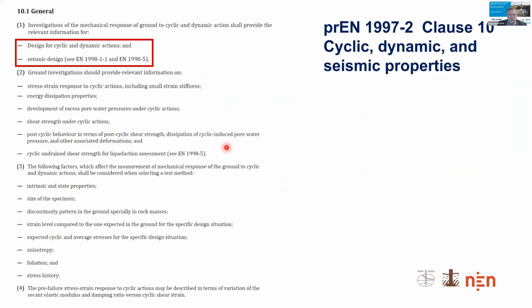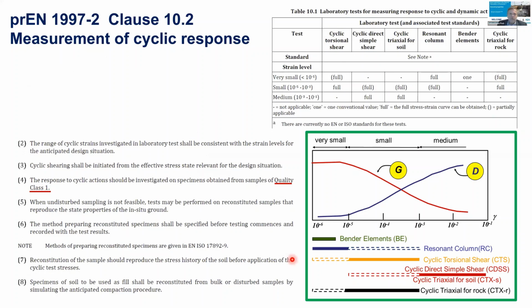So we'll switch to clause 10 about cyclic and dynamic properties. As I said before, this has been included also in conjunction with Eurocode 8, so specifically part 5. And it reports the aspects that we should consider when selecting a method for testing the soil for its cyclic and dynamic properties. About laboratory tests, similarly to what we have seen for stiffness, the importance of using samples of quality 1 and a guidance on the use of different possible techniques depending on the range of strains that we needed to take into consideration, considering the expected design situation.